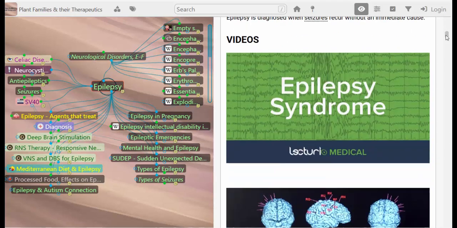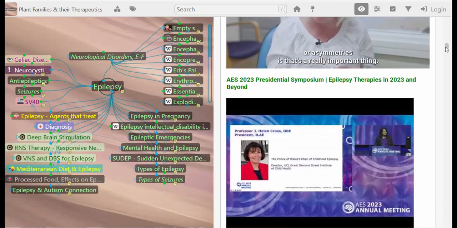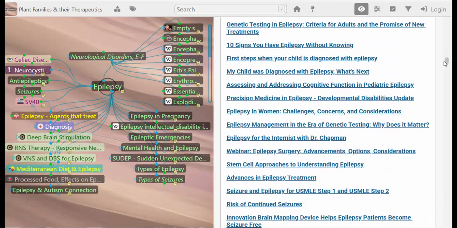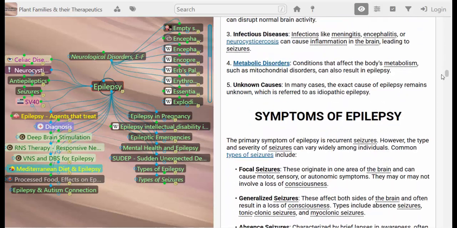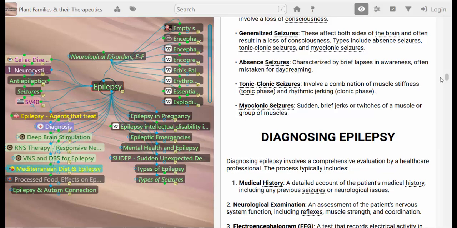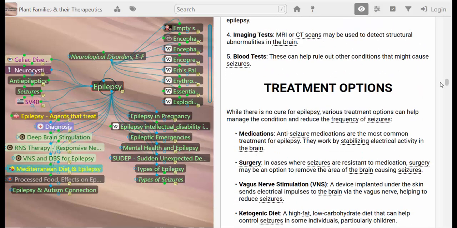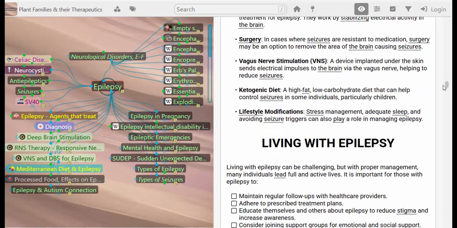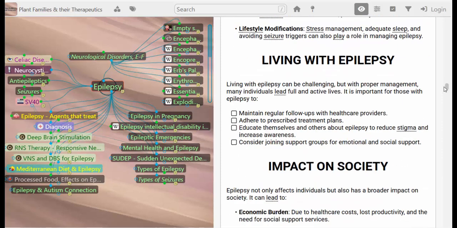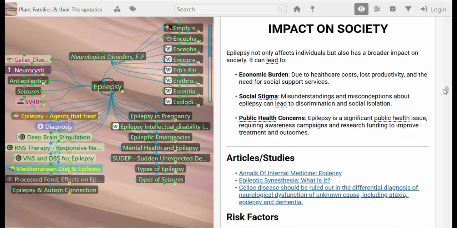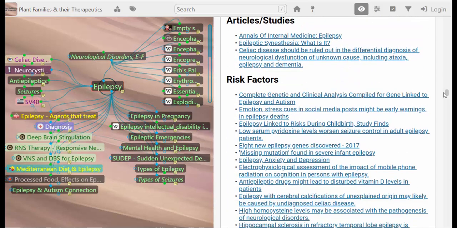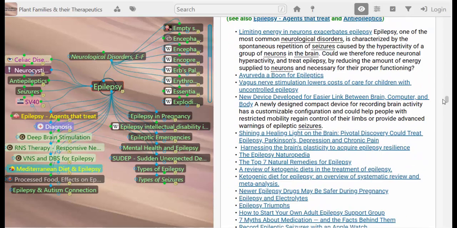Tuning into epilepsy here, we've got a lot of videos. And we've got the symptoms, the different types of seizures, diagnosis, treatment. Options can involve vagus nerve stimulation, ketogenic diet. But as you'll see, we've learned that a Mediterranean diet can be even better in living with epilepsy. Here are articles and studies, the risk factors, various treatments.